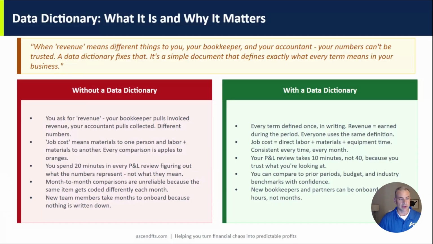So we have a scenario with and without a data dictionary. You can see that if one person says revenue, that may be different than someone else. Somebody may be accidentally referring to cash collected, which technically isn't revenue. Revenue is the work that is being completed and earned in the period. Job cost to one person may be job cost to another. So the whole point of the data dictionary is: what are all the key terms that we use in our financial reporting, and having an agreed upon definition of those that everybody is on the same page with.